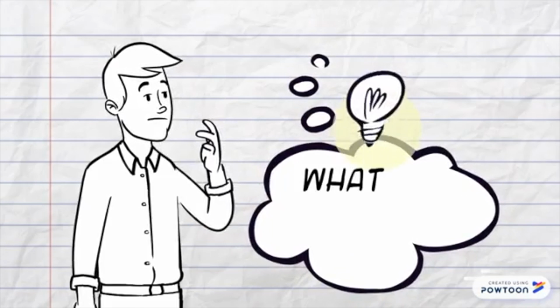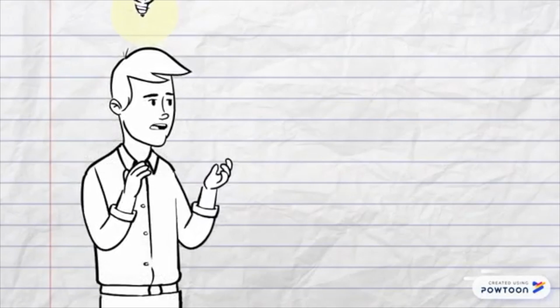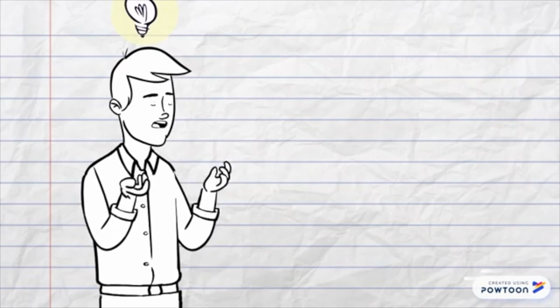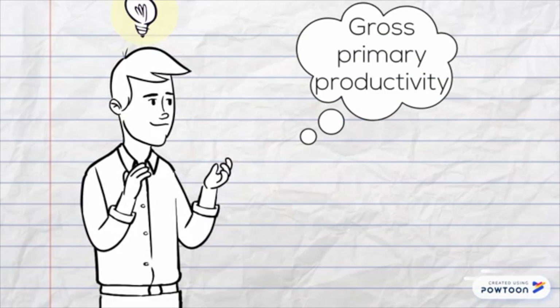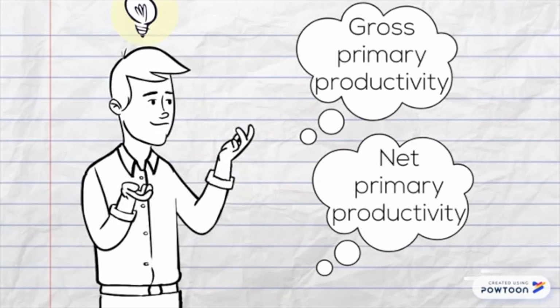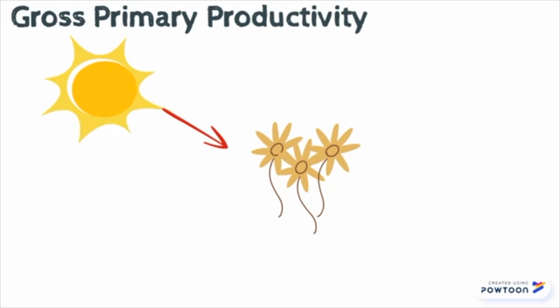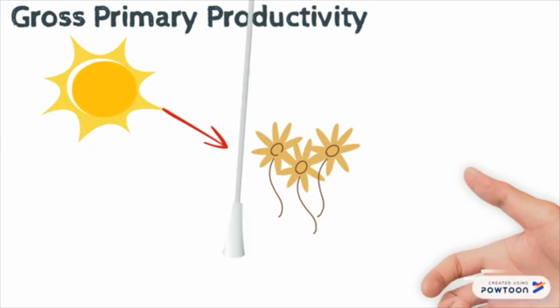Hey, what is primary productivity? Productivity is the rate at which energy is added to organisms to form biomass. There are two types: gross primary productivity, known as GPP, and net primary productivity, also known as NPP. GPP is the rate at which solar energy is captured in photosynthesis. Producers use this energy for metabolism and cellular respiration.